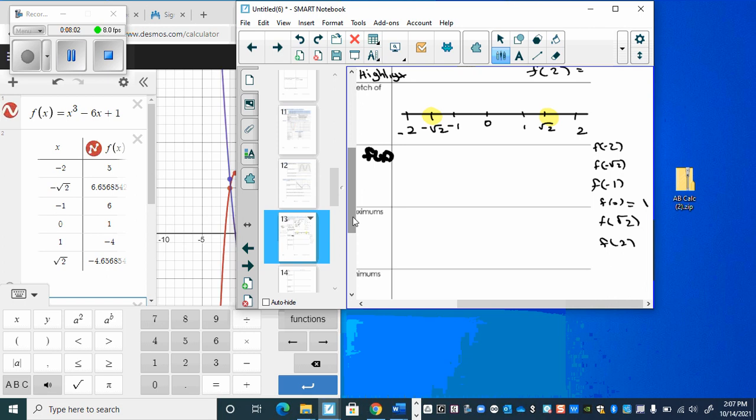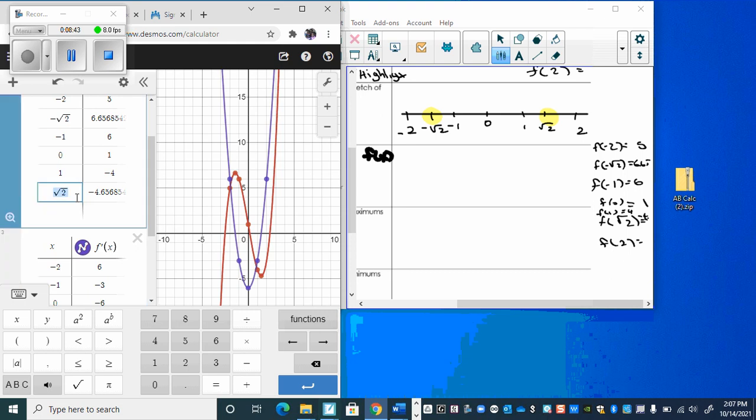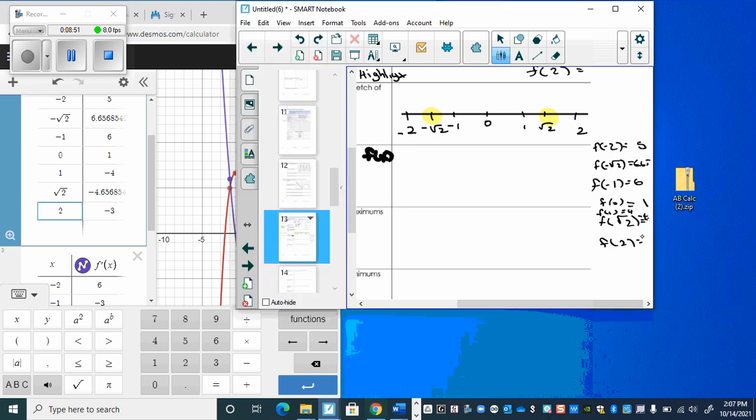And let's see what I got here. This equals negative 4.65, and f of 1 equals 4, and f of 2 is negative 3. Okay, I just want to have these values on hand, because I'm going to do something with them. And you should be doing the same thing as I do.